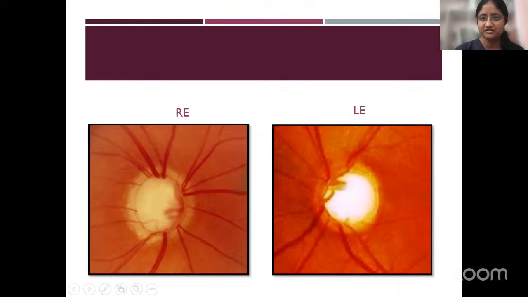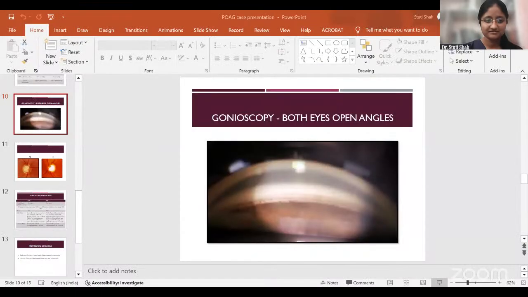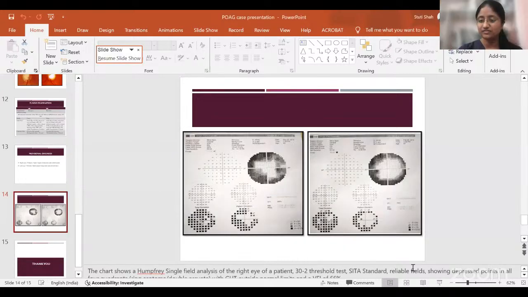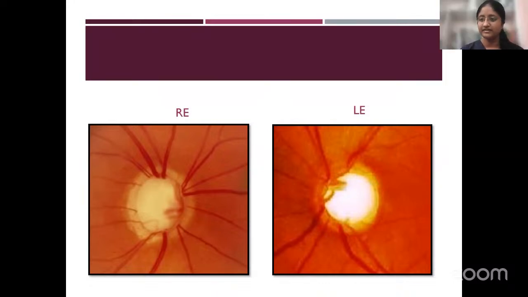Ma'am, I'll stop sharing the screen. Any other investigation you have done apart from gonioscopy? Yes, ma'am, I'll share it again. They have given a perimetry reading. Just a second. Before perimetry, anything else you have done? For early cases of glaucoma, pre-perimetric changes. What all are the pre-perimetric changes? OCT RNFL can be performed in pre-perimetric glaucoma. That data was not provided, but we can do it.